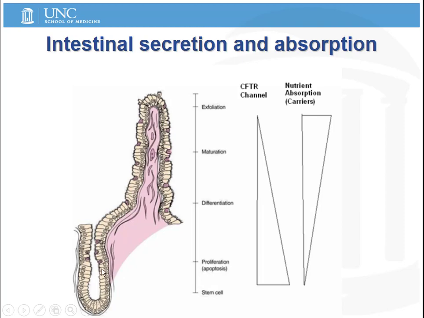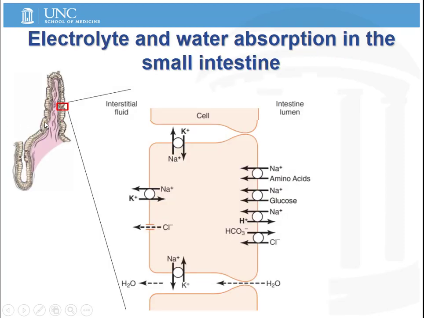So the crypt cells generally secrete water and electrolytes, and that's driven by the cystic fibrosis transmembrane regulator channel, or CFTR, while the villus cells generally absorb water and nutrients, and that's driven by several transporters specific for each type of nutrient. If we focus on absorption in the cells of the villus first, we can look at the isoosmotic absorption of water. So there's solute that is absorbed from the lumen, and then water follows paracellularly. This mechanism is similar to the proximal tubule in the nephron.